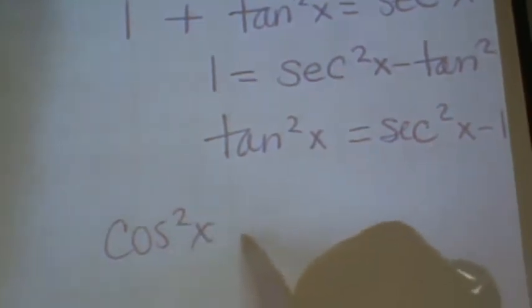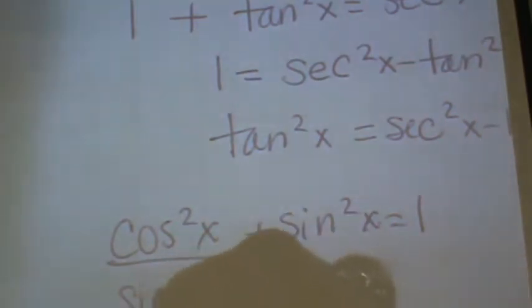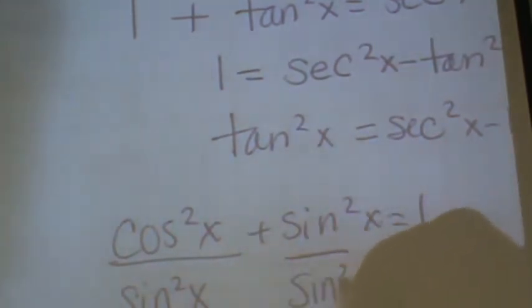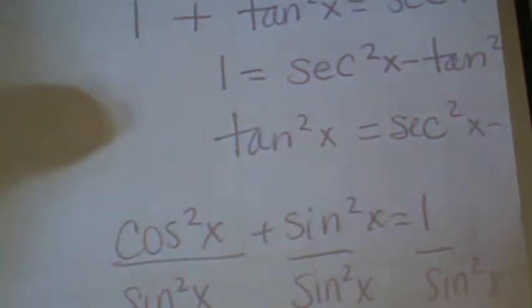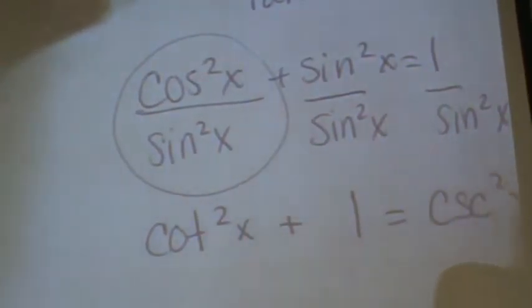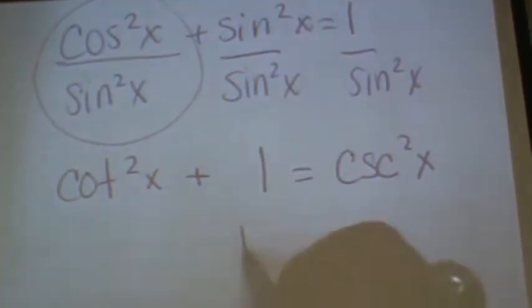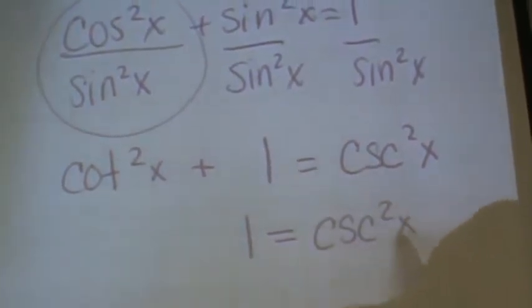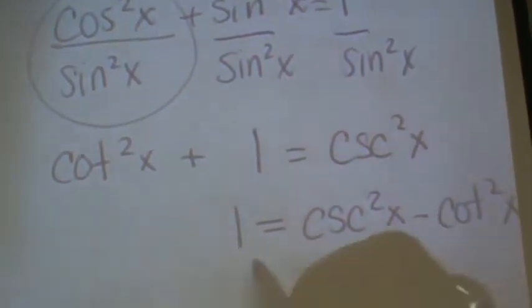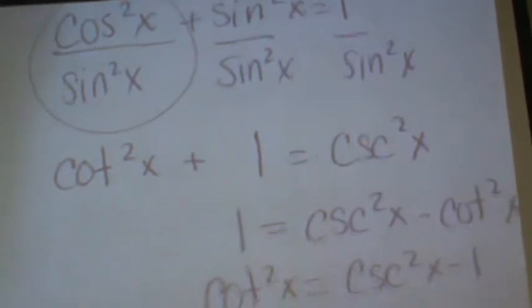What else can you do with this formula? Cosine squared x plus sine squared x. You can divide everything by sine. What do you get now? What's this? This is cotangent. This is 1, and this is cosecant. So now we have 2 more that we can transform from this. We have 1 equals cosecant squared x minus cotangent squared x, and you have cotangent squared x is equal to cosecant squared x minus 1.